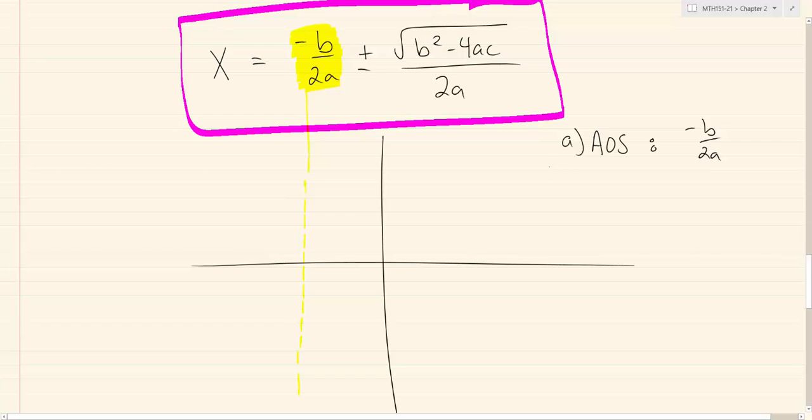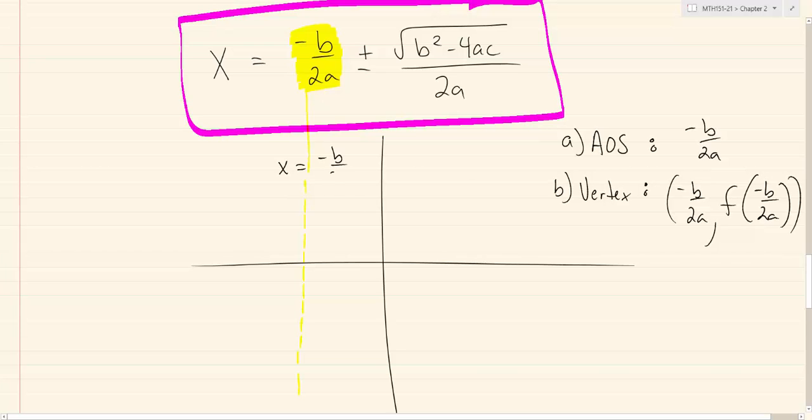What's the next thing we want to find out? I don't know, how about the vertex? Well, the vertex is going to be the opposite of b over 2a, comma, f of the opposite of b over 2a. Remember that this is x equals the opposite of b over 2a. And somewhere on here is your vertex that has coordinates x, the opposite of b over 2a, and y, f of the opposite of b over 2a.